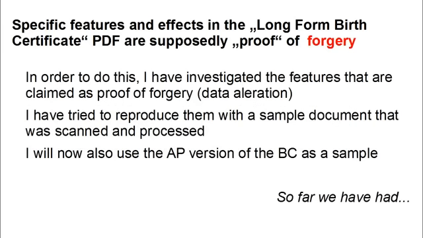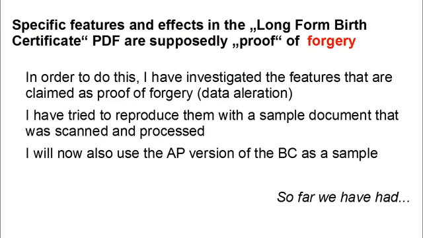So in order to do this, I've investigated the features that are claimed as proof of forgery, that is, data alteration, and I've tried to reproduce them with a sample document that was scanned and processed, and I will also use the AP version of the birth certificate as a sample. So the idea is, if we process these two completely different files, which have no connection between them, in a similar way and get similar results, then we can assume that in a mass processing where people don't care whether this is the birth certificate of John Doe or Barack Obama, you would get the same results.